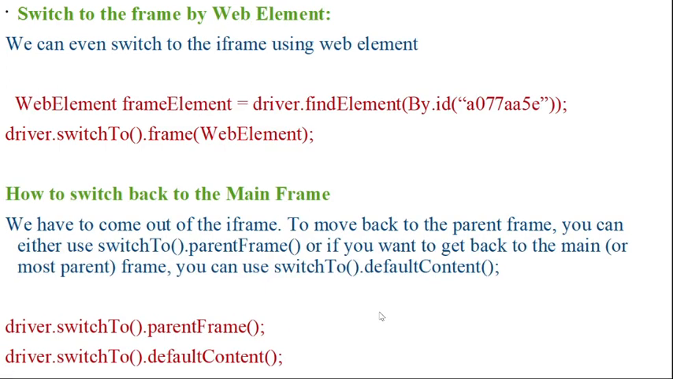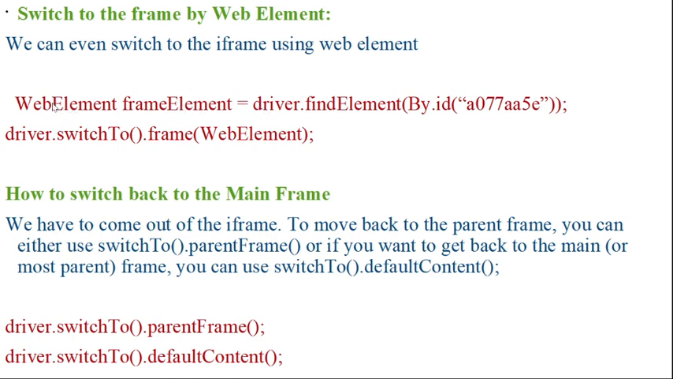Now the third way is this: if you don't know the name, or if the name and ID are not given over there, or you are not sure which index it is, you can use the web element. How can you identify it with the help of the web element? You can simply create a locator for that with the help of any XPath, CSS, ID, whatever you can use.